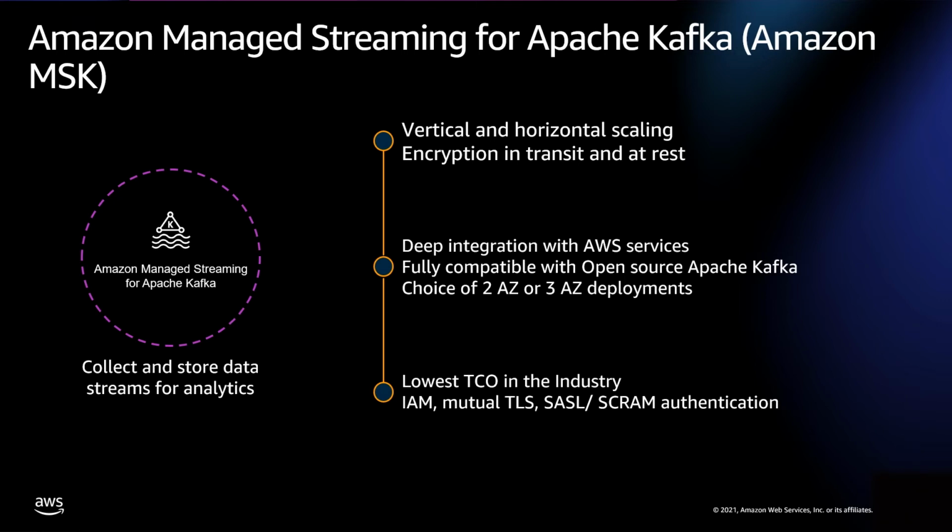Amazon MSK provides multiple levels of security for your Apache Kafka cluster, including network isolation with VPC, AWS IAM for control plane and data plane authorization. Encryption at rest, TLS encryption in transit, also TLS-based certificate authentication and SASL/SCRAM authentication.